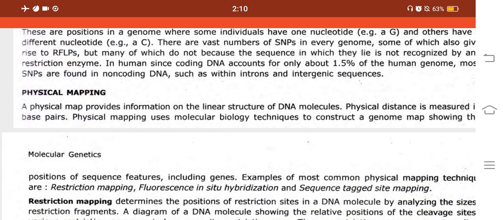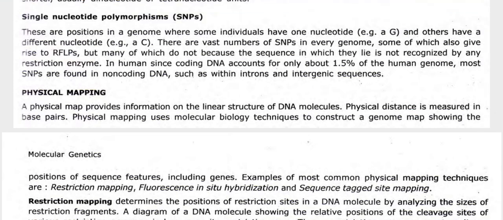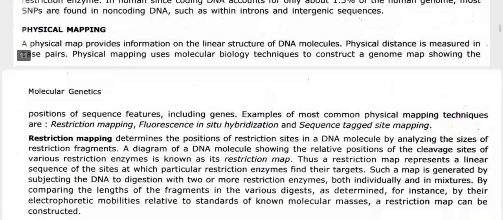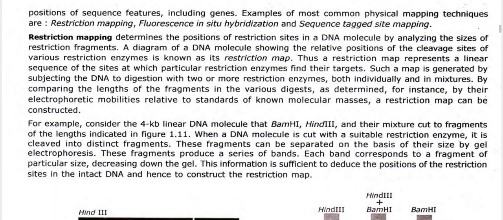Then physical mapping. A physical map provides information on the linear structure of a DNA molecule. Physical distance is measured in base pairs. Physical mapping uses molecular biology techniques to construct a genome map showing the positions of sequence features, including genes. Examples of the most common physical mapping techniques are restriction mapping, fluorescence in situ hybridization, and sequence tagged site mapping.